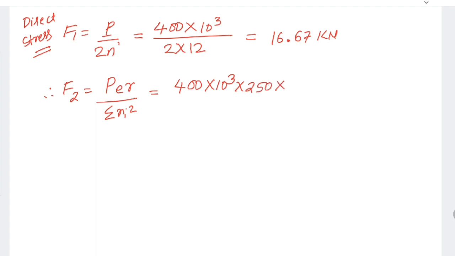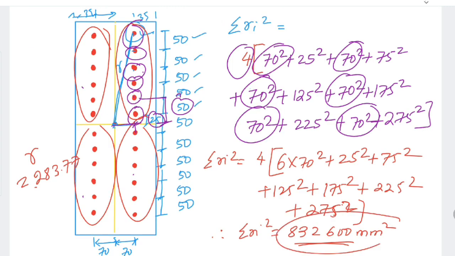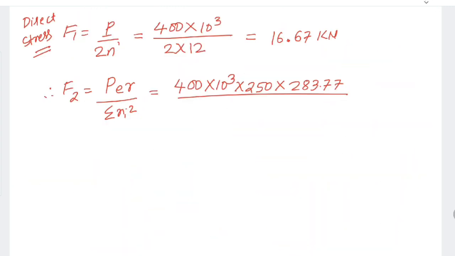Eccentricity is 250 mm. R we have already calculated as 283.77, divided by the sum of R_i square, which here is 832,600. When you calculate F2, you will be getting 34.08 kilonewton.